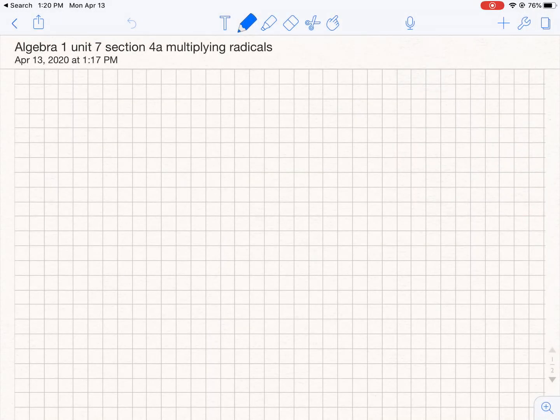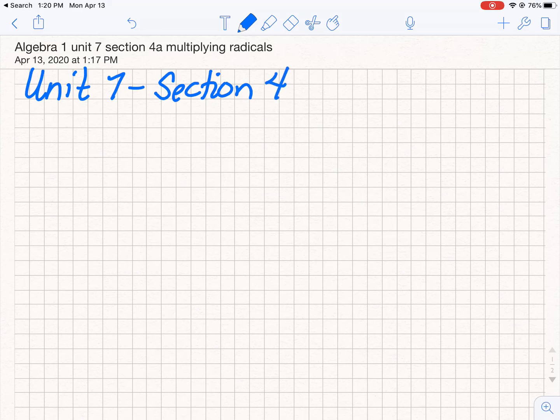Hi guys, today we're going to do Unit 7, and I'm breaking Section 4 into two parts. So today we're just going to do multiplying radicals, just distributing, and tomorrow we're going to be FOILing radicals. So let's look at what you have to do to multiply radicals.